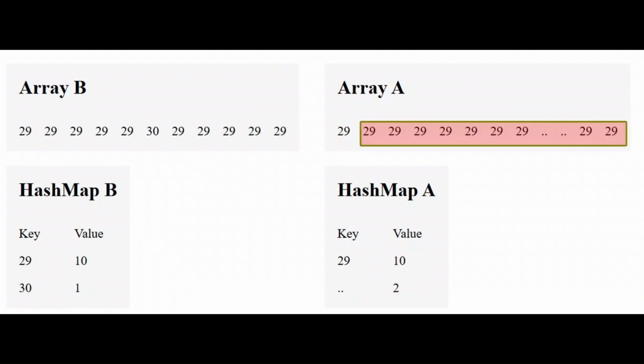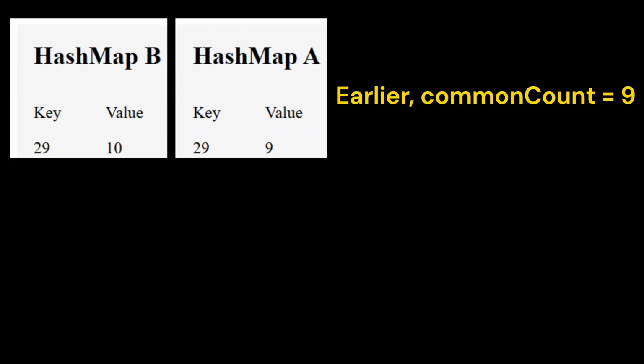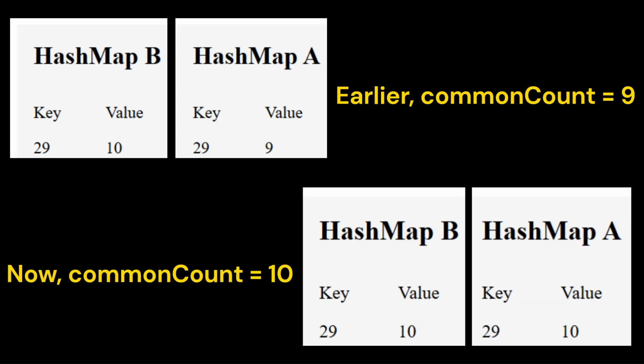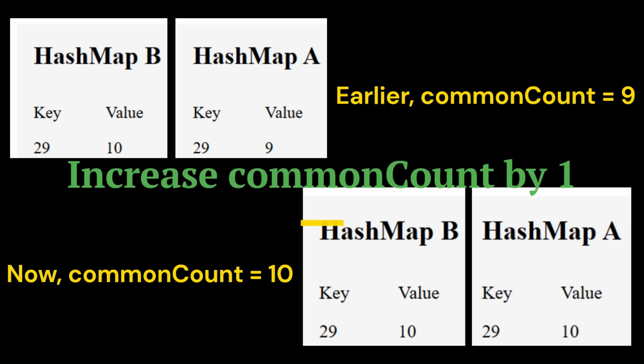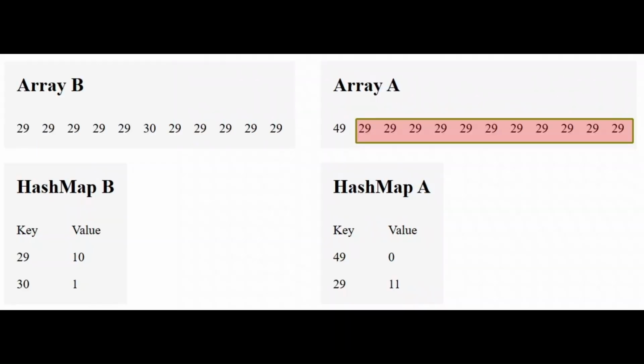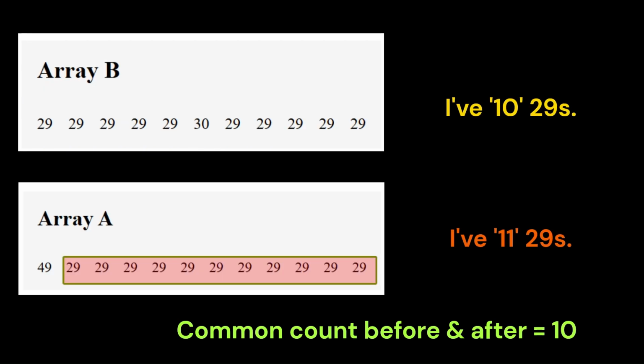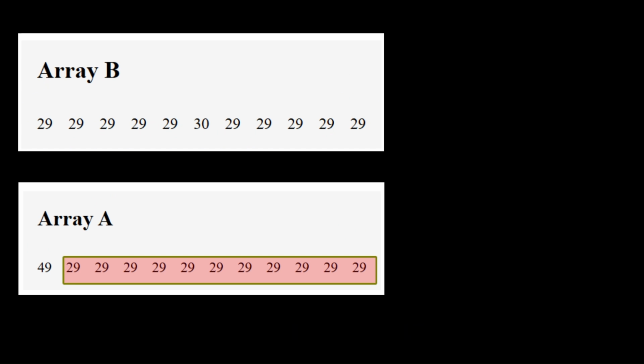What if 29 was present 9 times, but after adding the new element, 29 is now present 10 times? It means that the new 29 is actually contributing, because earlier we would have only gotten 9 commonalities for 29, but now it is 10. So in this case also, we'd increase the common count by 1. But what if 29 was present 10 times and after adding the new element, 29 is now present 11 times? It means that the new 29 is free to not contribute. Array B has 10 29s and array A's new window has 11 29s, so the common count would still be 10. So in this case, the common count would stay intact.